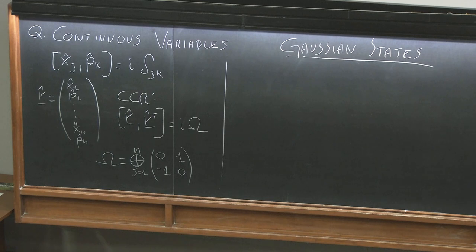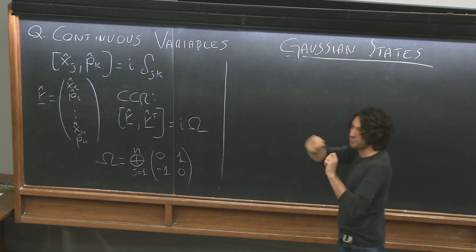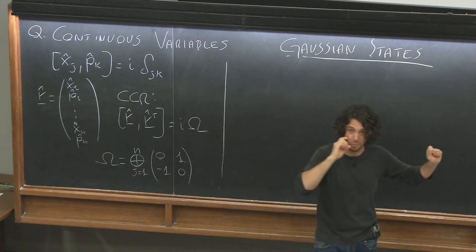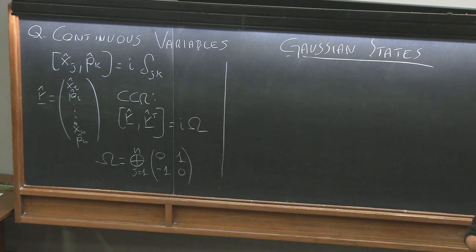Yeah, when you have a reduction of noise in one quadrature at the expense of the other because of the uncertainty principle. Then again, this claim is enough to motivate interest, huh? Because you can do squeezing with Gaussian systems, which are easier to control and describe. And we're going to see that to some extent.